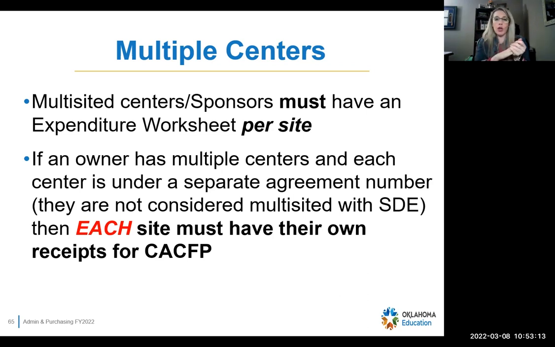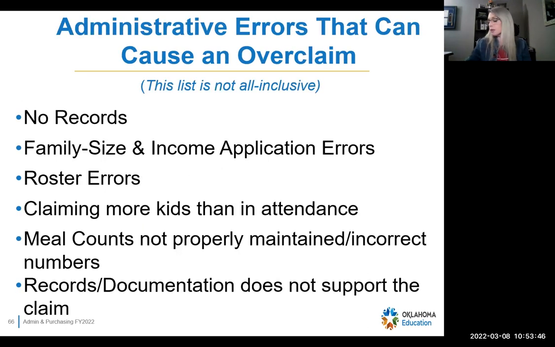If you are an owner of multiple sites, but they each have their own agreement number, then you have to separate your receipts. They can't share receipts. Because a multi-sited daycare is one that has one agreement number and their sites are listed under that agreement, you do one application. We have some people that have multiple centers, but they have to fill out applications and claims for each one. They're all very individual in our system. So if you do that, each site must have their own receipts. You cannot share receipts.